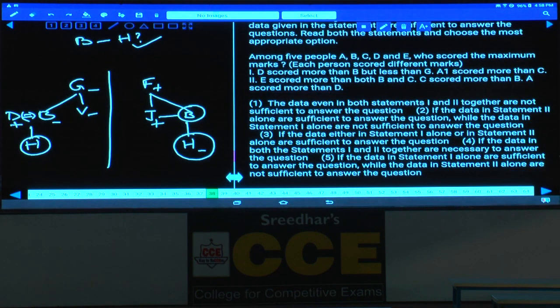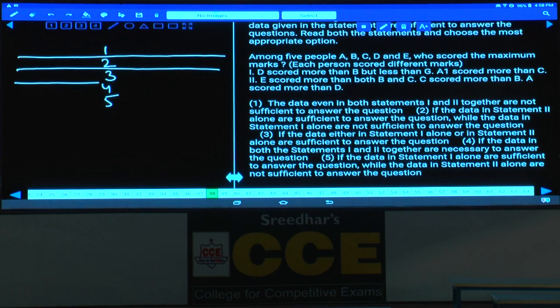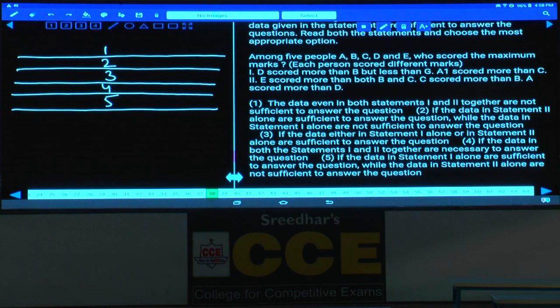Then question number 38. In this question, among 5 people A, B, C, D and E, who scored the maximum marks? The question is about the person who scored the maximum marks among these 5. We need to identify the person who comes at the first place. Who are the persons here? 5 persons, A, B, C, D and E. Among these, let us work it out by the elimination process.